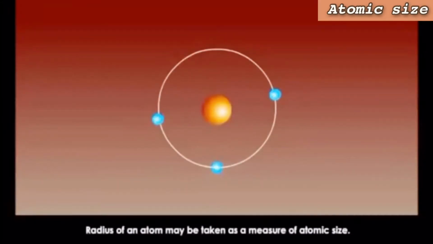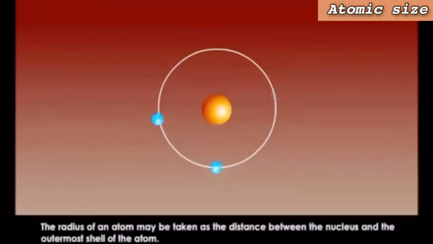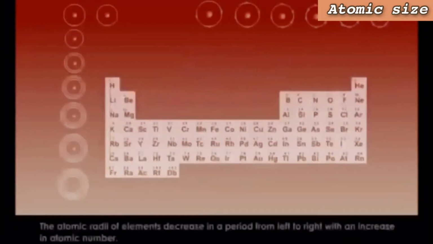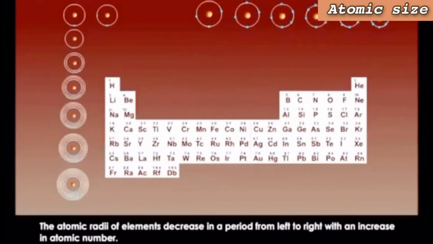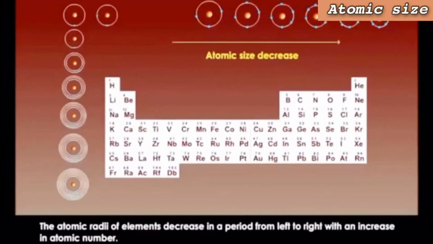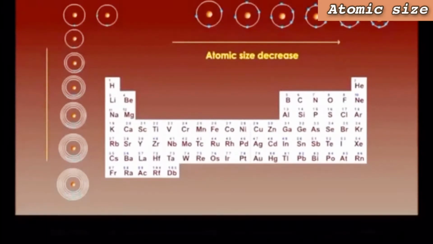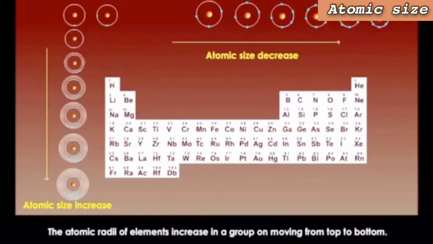Atomic radius of an atom may be taken as the measure of atomic size. The radius of an atom may be taken as the distance between the nucleus and the outermost shell of the atom. The atomic radii of elements decrease in a period from left to right with the increase in atomic number. The atomic radii of elements increase in a group on moving from top to bottom.